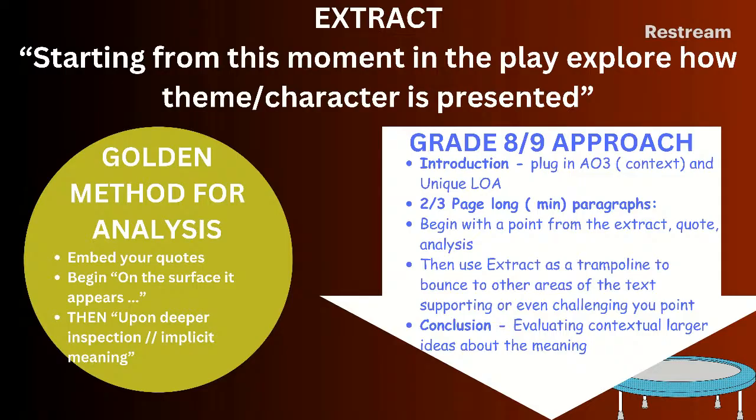Now, the golden method for analysis, which I want to get through in all of my live streams, is that you want to embed your quotes. You don't want to just have the quote after a colon. You want to embed them as you're speaking about them. And also, this is a special method that I used to get those top marks. You would begin by analyzing the quote and say, on the surface, it appears whatever. And then you would say, upon deeper inspection, there is an implicit meaning, or a wider or deeper meaning for the rest of society that extends beyond just talking about the characters in the play.